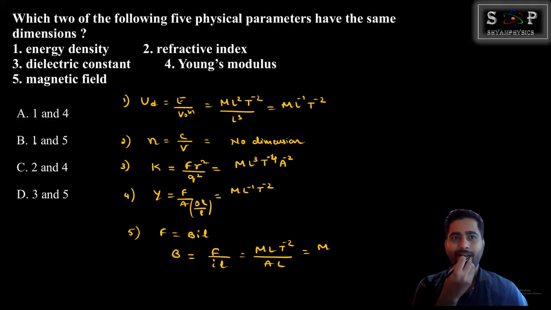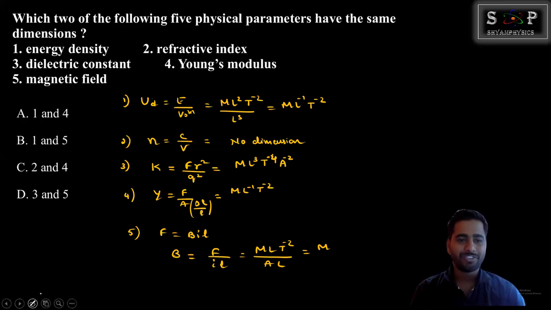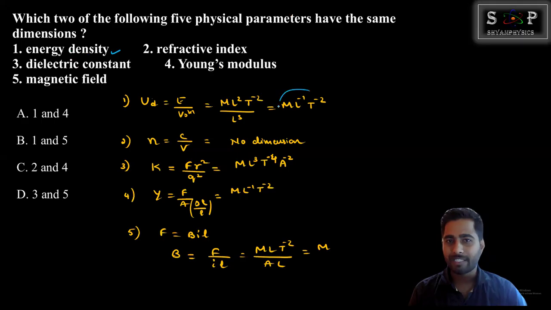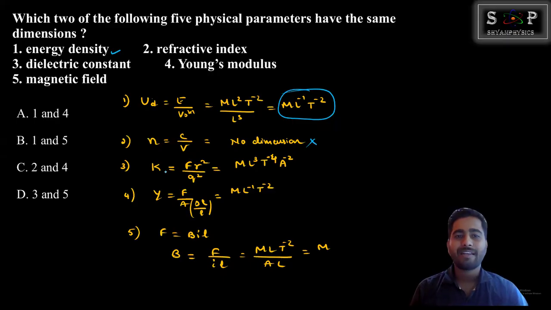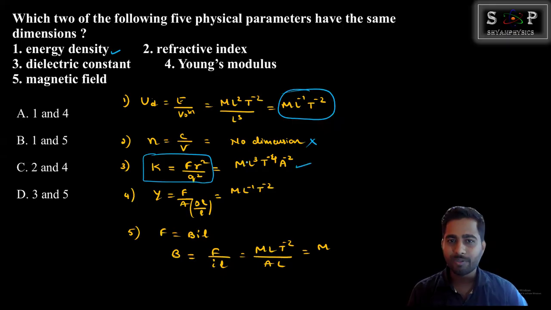Next question. Which of the following physical quantities have the same dimension, they are asking. Interesting. Here they told energy density, energy per unit volume. Now I calculated energy per unit volume. And then refractive index, there is no dimension for this. And next to that, dielectric constant. I actually solved this dielectric constant from Coulomb's law. From there, I got the answer M to the power 1, L to the power 3, T to the power minus 4, and A to the power minus 2.